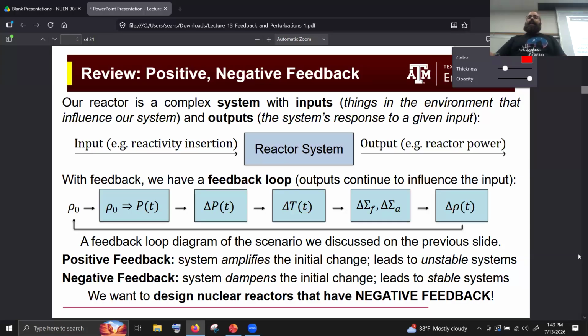And in general, when we talk about positive versus negative feedback, any positive feedback is going to be some change that gets amplified by your system and causes quantities to increase without bound, and that makes them very unstable. Whereas with negative feedback, it dampens whatever that initial impact was, and that makes our systems more stable.